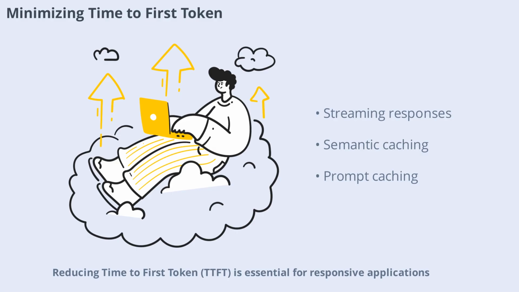Reducing time to first token (TTFT) is essential for responsive applications. Techniques include streaming responses using server-sent events, semantic caching for repeated queries, and using inference engines with prompt caching like vLLM. Switching to smaller, distilled models can also help. For example, an enterprise portal that streams tokens line by line via WebSockets can cut perceived wait times from several seconds to just milliseconds, dramatically improving user satisfaction.